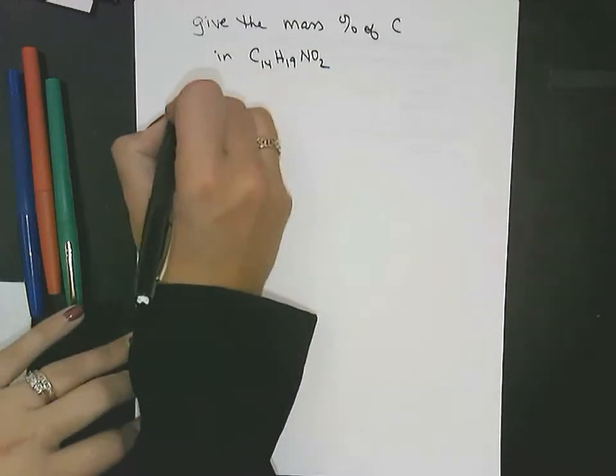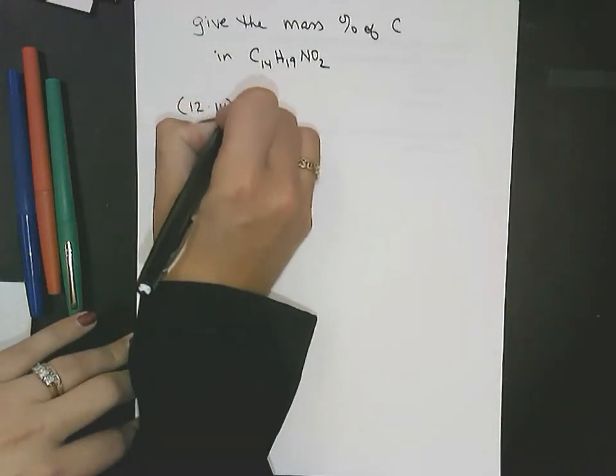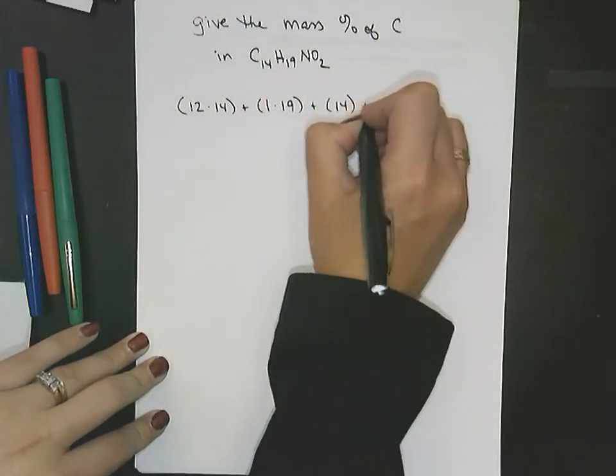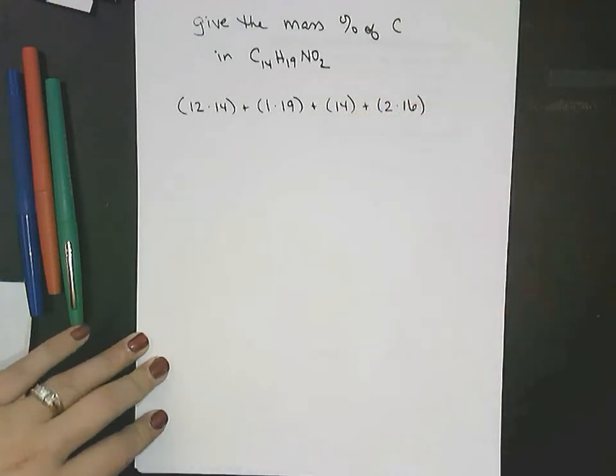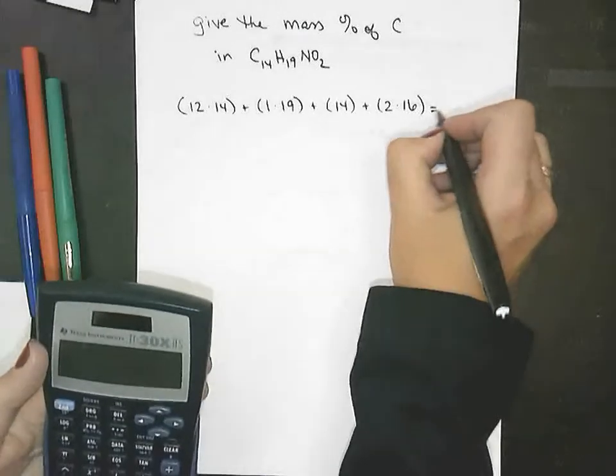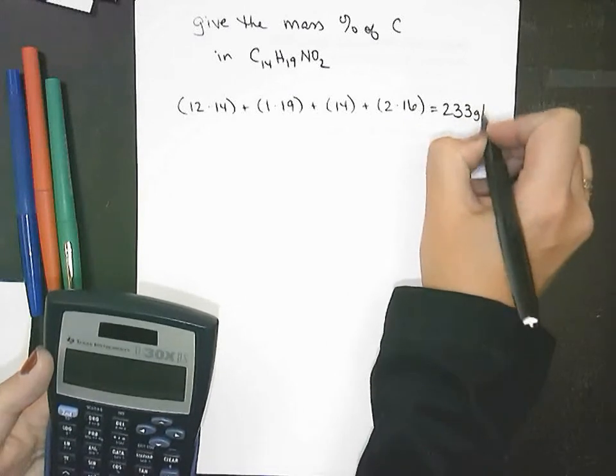So, what's the first thing I have to do in order to be able to figure out mass percents? I know the entire molar mass. So what is that? It's 12 times 14 plus 1 times 19 plus 14 plus 2 times 16. It's okay if it's rounded. You can use the exact molar mass if you want. 233? Okay, that's what I got. All right.